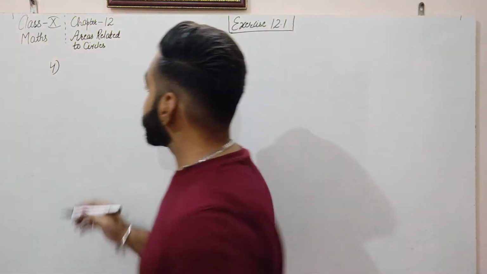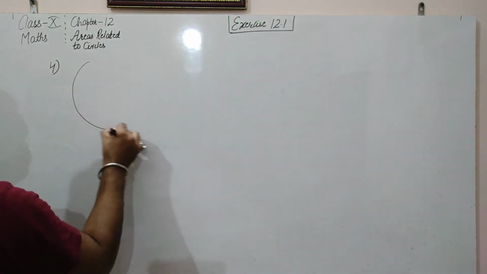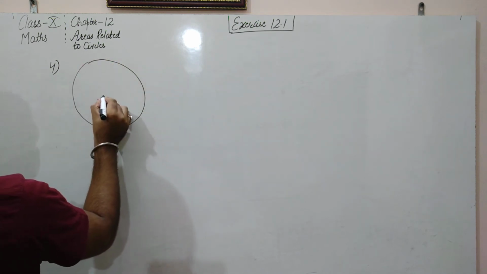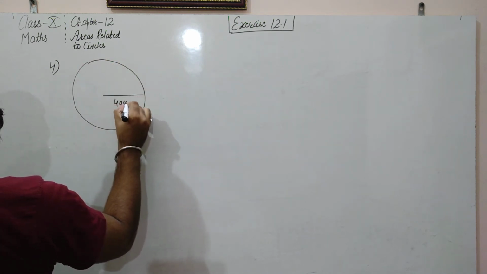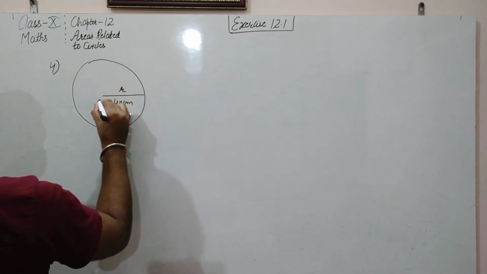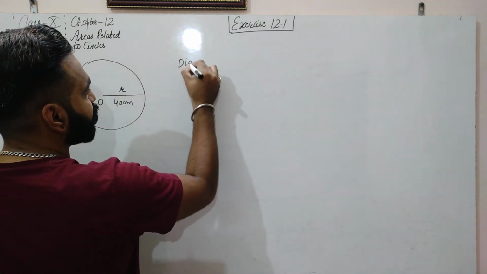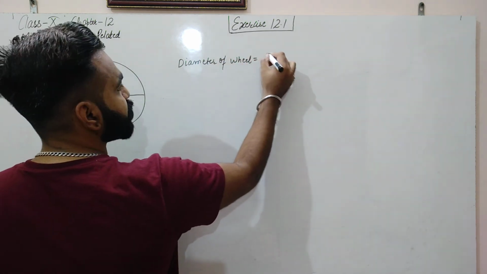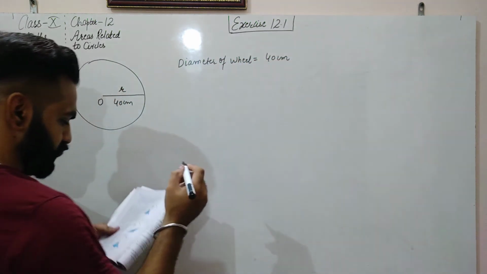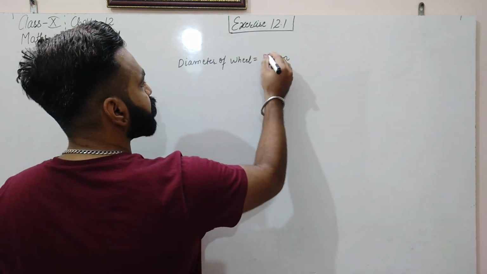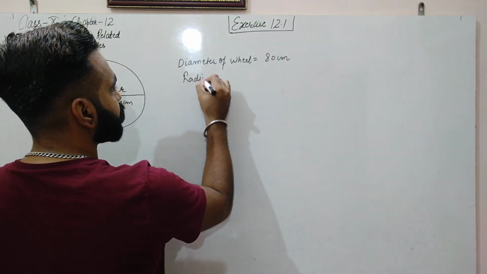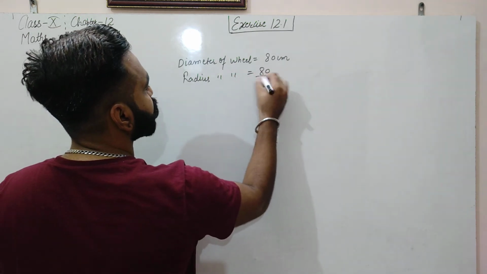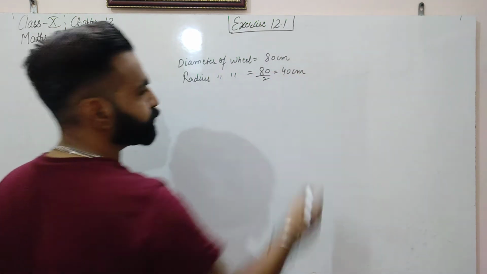Now question number 4. The wheels of a car are of diameter 80 centimeter each. So there is a wheel of a car. It has diameter 80. That means the radius is 40 centimeter. This is radius, this is center O. Sorry, diameter is 80, so radius will be 80 by 2, that is 40 centimeter.